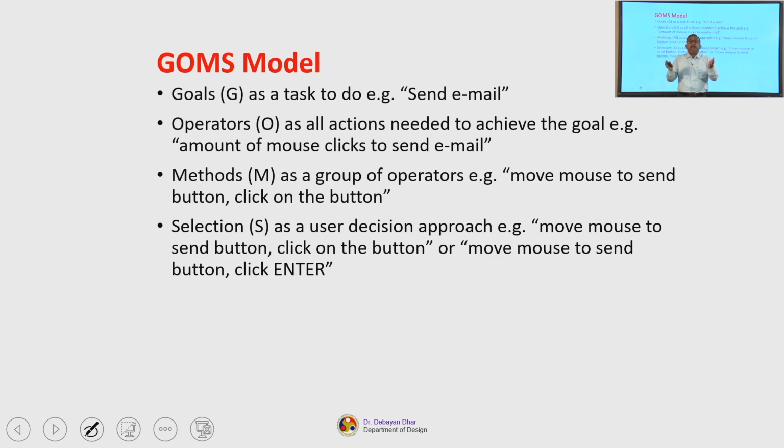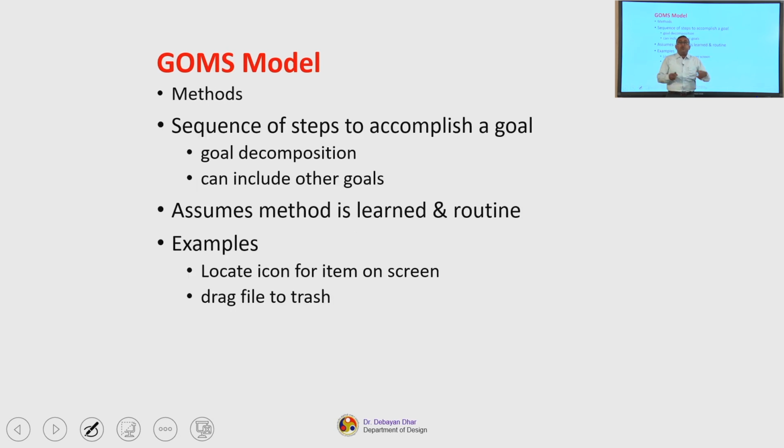Selection rules means you have multiple scenarios when to choose which one. It is defined by particular rules. That is what we call selection rules. Now, when we talk about methods, we have understood goals. Goals means the objective for the task. By operators, we mean we will break down the task into its basic level of operators. Methods means a sequence of steps to accomplish a goal.